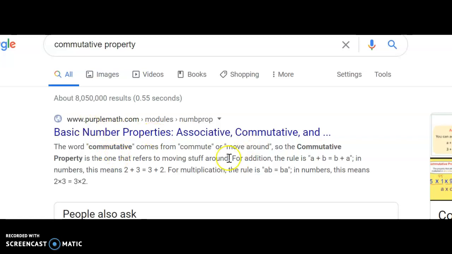Hi, guys. And today we're talking about the commutative property. And the basic number properties are associative, commutative, and distributive. The word commutative means to move around, like a community can move around its stuff. For example, if A plus B, it will equal B plus A.